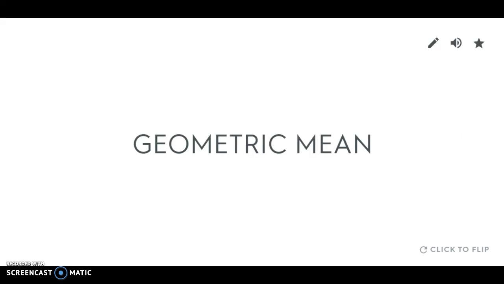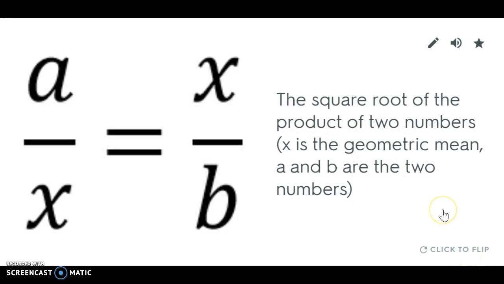Okay, what we have today is section 9.3. I'm sorry, 9.3, and we only have two words for it. The first one is geometric mean. Geometric mean is the square root of the product of two numbers.